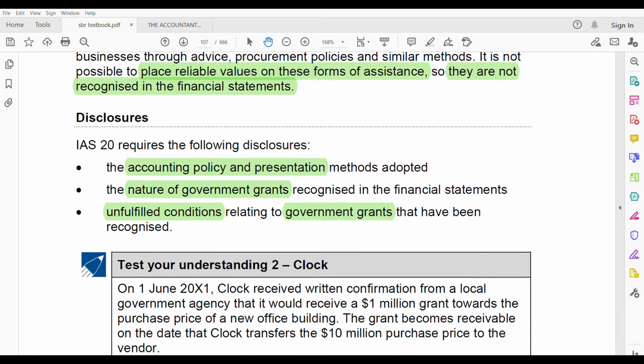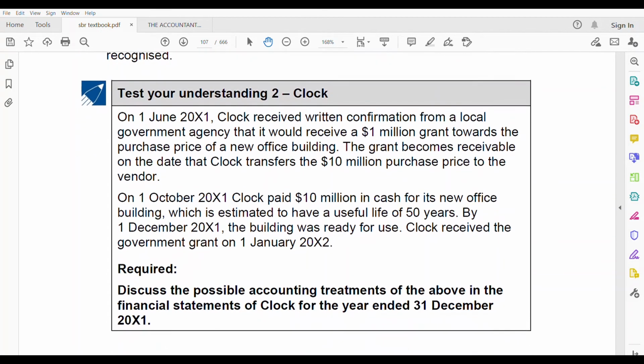So now let us do test understanding 2. What is the question? Discuss the possible accounting treatments about the above. So this is one and this is one. Let us see what are the accounting treatments for these two things at 31st December 2001. And we are over with government grants.